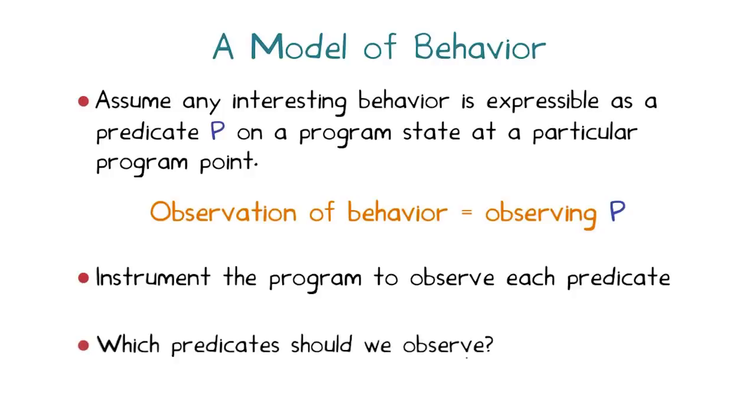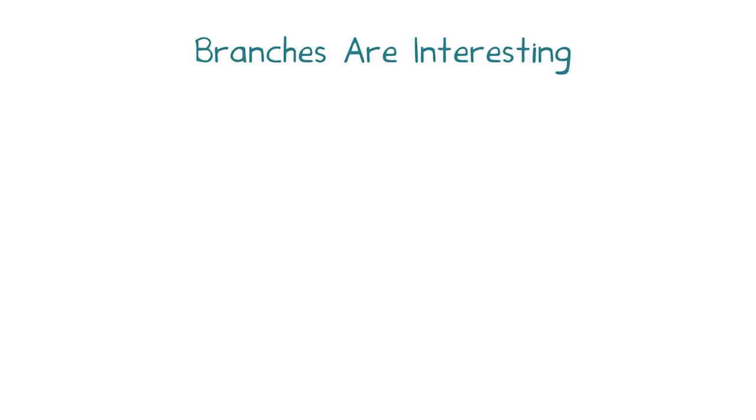The question remains, however, which predicates should we choose to observe? The first interesting program behavior we'll keep track of is branch conditions. This will allow us to see if particular branches in the code are correlated with higher probabilities of program failure.